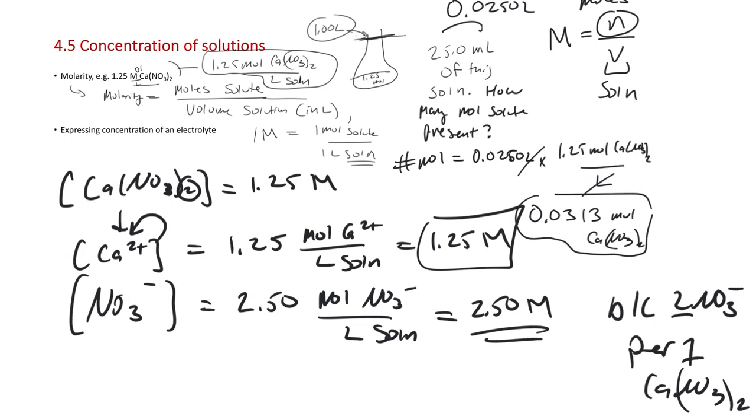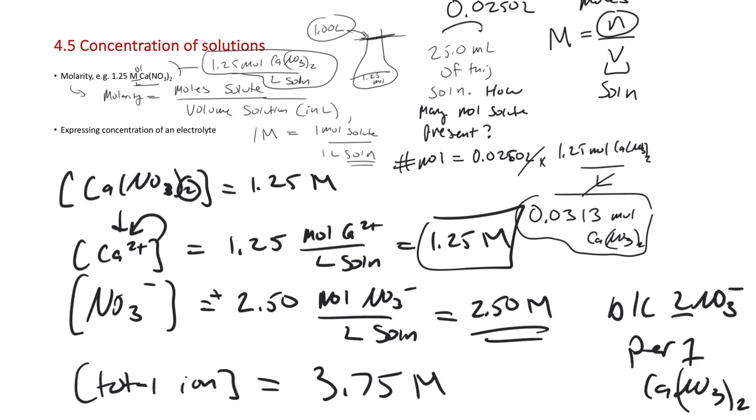One last thing we might write, and sometimes this is a little confusing, but hopefully once we see it it makes sense: what would the total ion concentration be? What would be the total concentration of the calcium and the nitrate ions? Well, we could just add these up. So that would be 3.75 moles of total ions per liter of solution.